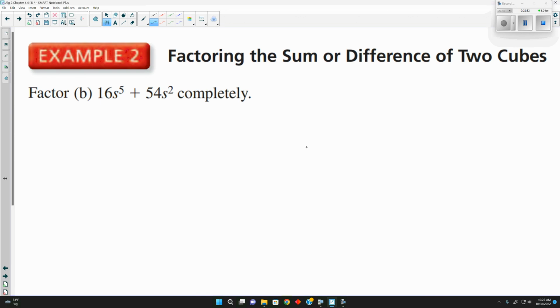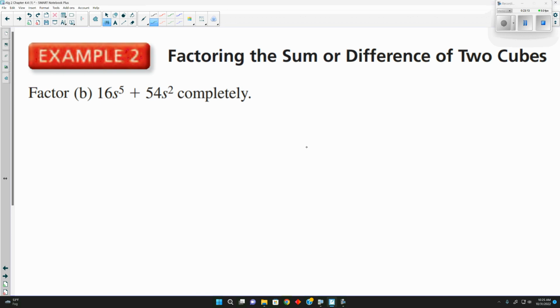So this one here, 16s to the 5th plus 54s squared. So again, we need these to be perfect cubes, yes? Can I take the cubed root of 16s to the 5th? Can we take the cubed root of s to the 5th? Well, for us to do that, it either has to be divisible by 3 or it has to be a 3. Well, that's not true.